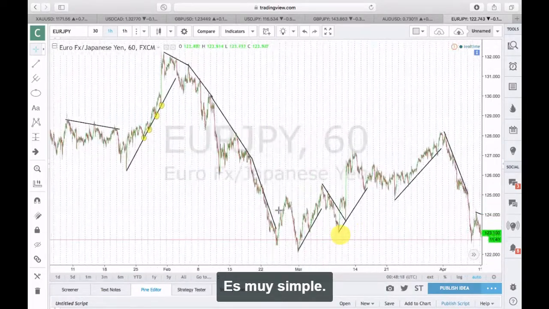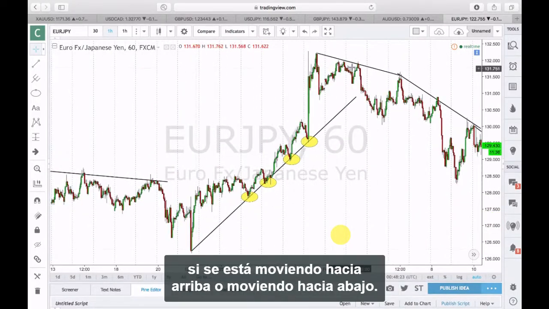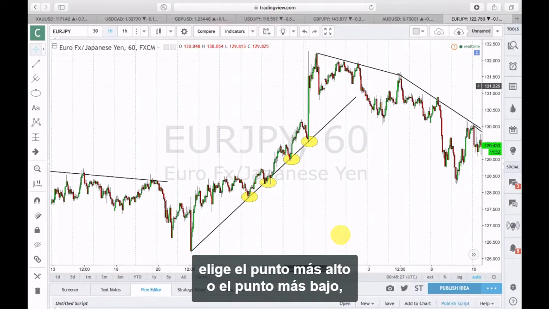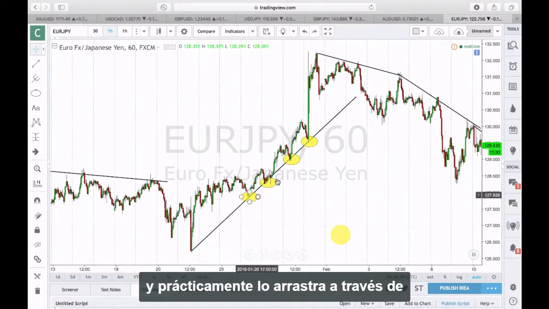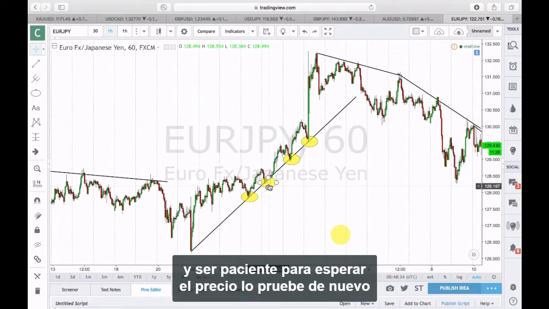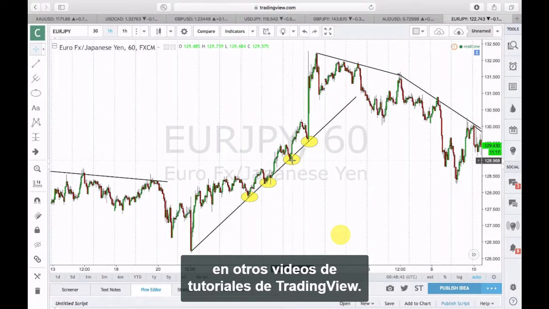It's very simple. All we do is we look for certain points. We can see it with our eyes if it's either moving up or if it's moving down. When we see that, pick the highest point or the lowest point and pretty much drag it across to see where price is testing. And then be patient to wait for price to test it again to enter trade setups along with the other confirmations that I actually spoke about in the other TradingView tutorial videos.